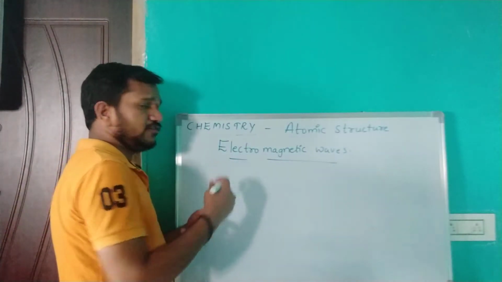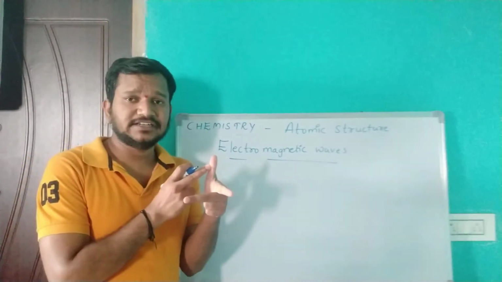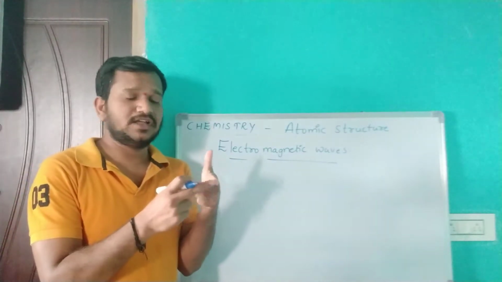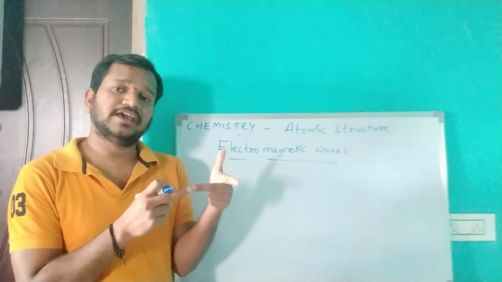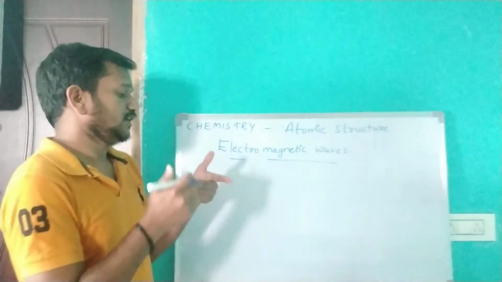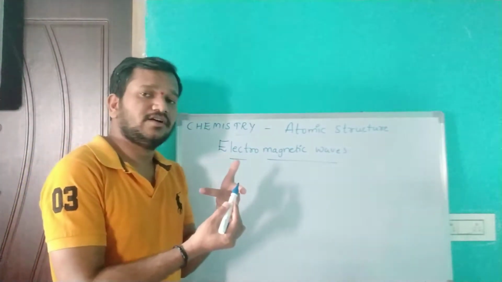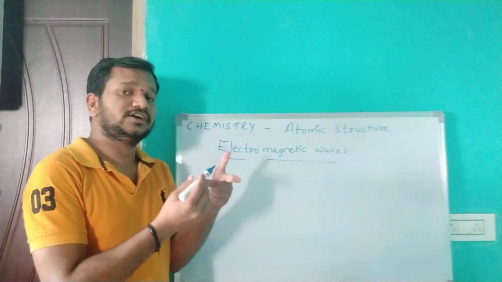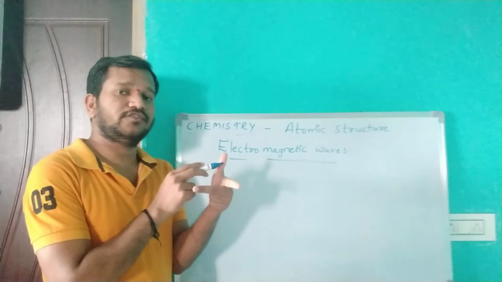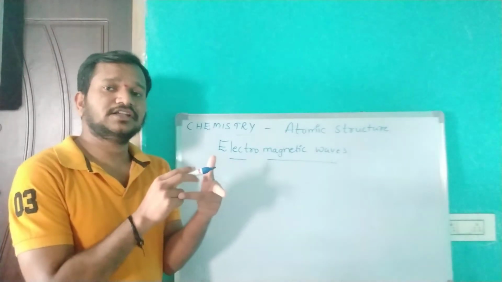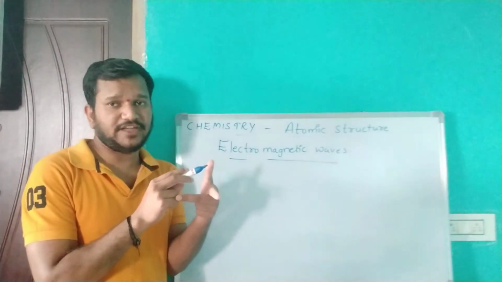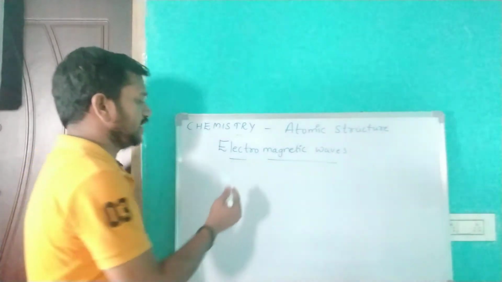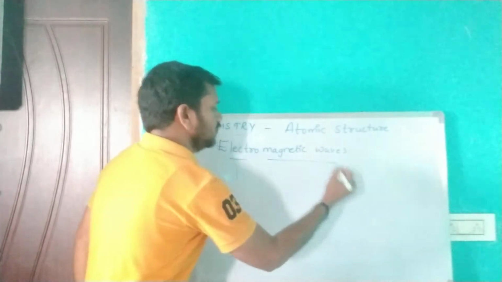As the wave is moving in this direction, perpendicular to it the electric field will be present, and perpendicular to it the magnetic field will be present. The combination of the electric component and magnetic component, perpendicular to one another and perpendicular to the direction of the wave, is known as an electromagnetic wave.